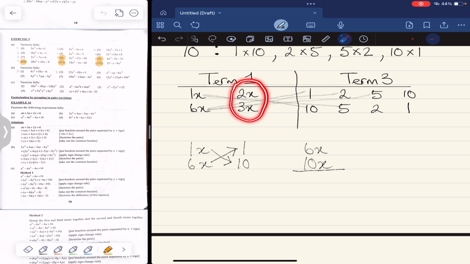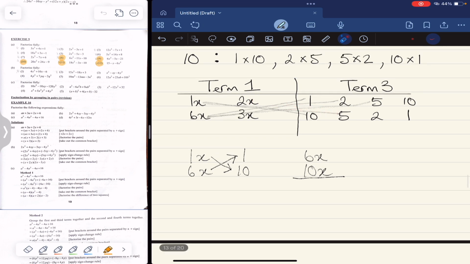So now we're going to look at the next column, which is 2x and 3x. We are now going to say, okay, what happens if I multiply 3x with 1? That gives me 3x, and this gives me 20x. That also will not work. What if I take 3x times 2? Sorry, that gives me 6x, and this gives me 10x. So that again is not going to work. Okay, 10x and 6x, we know that's not going to work.